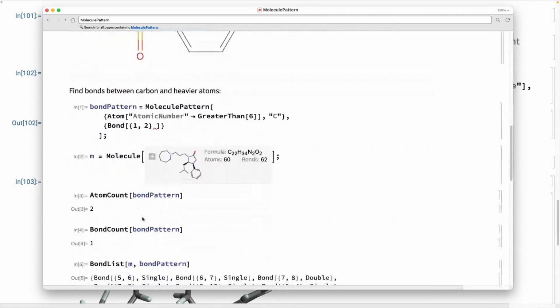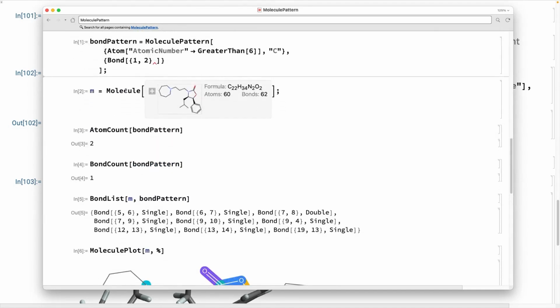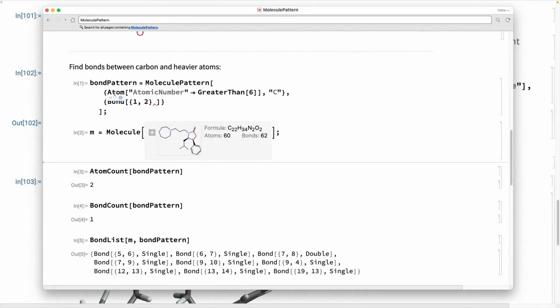And you can do things that are a little bit more complicated. I did notice this recently, and I did report it. So that strange little too few arguments message, which is incorrect, will be fixed soon. It doesn't actually cause an issue. It's just an issue with the way it appears in the front end. So we create this molecule, and we have a molecule pattern that says we have an atom that has an atomic number greater than 6. We have carbon here, and if we have a bond between carbon and any atom that has an atomic number greater than 6, that will satisfy our pattern.